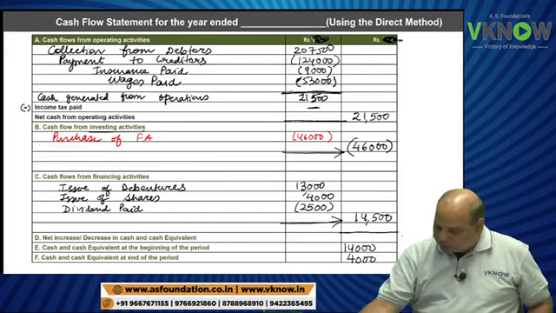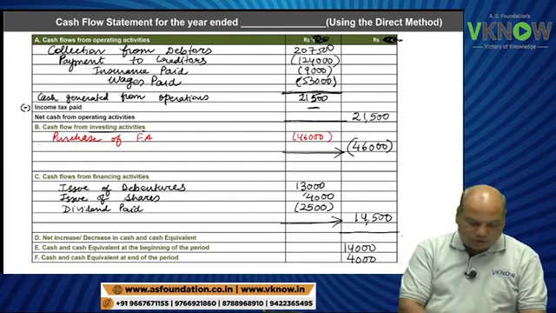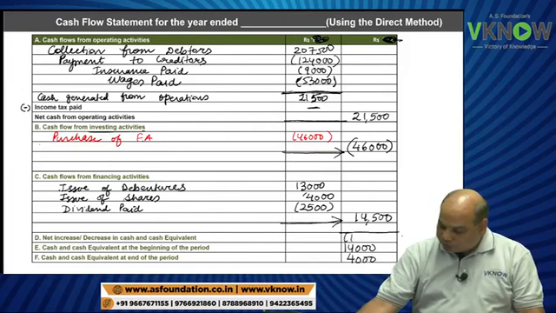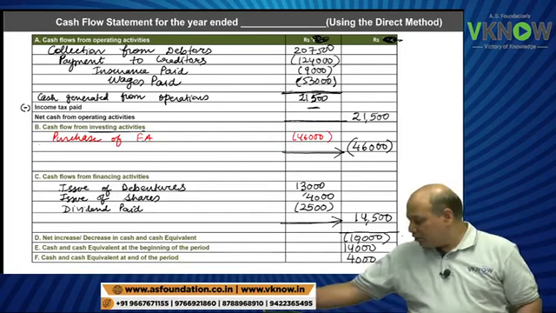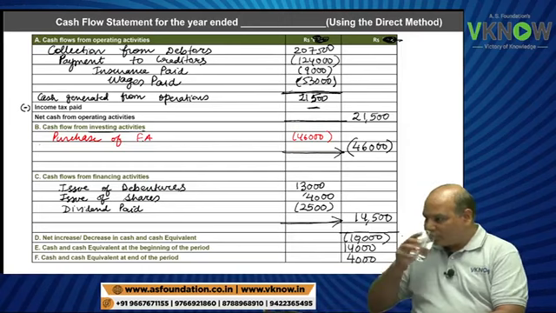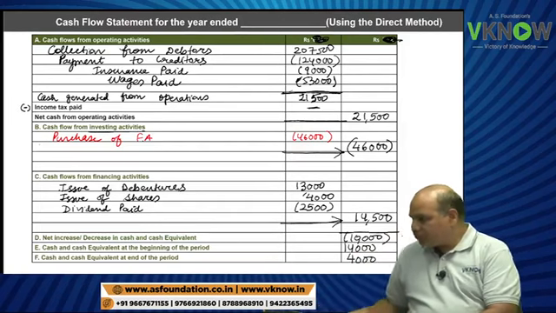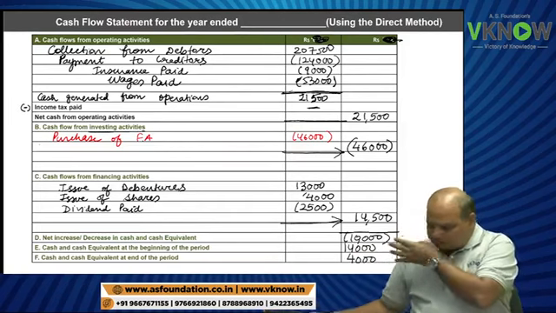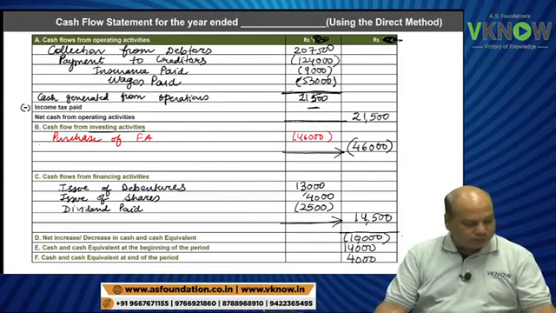So net increase or decrease in cash and cash equivalent. Check the net increase or decrease in cash and cash equivalent. There is a decrease of 10,000. And is it tallying? Yes, this is tallying.